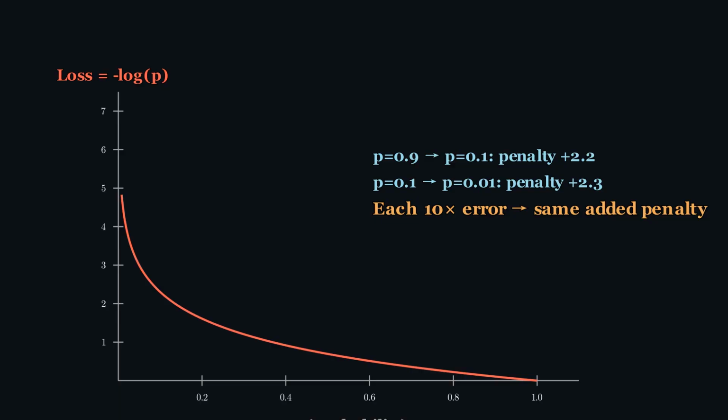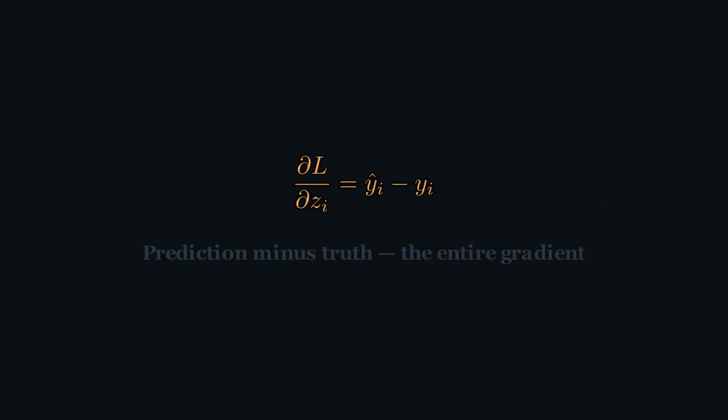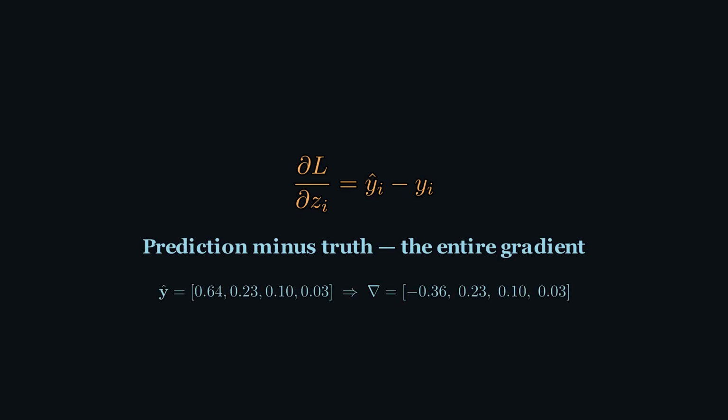Now, the most surprising result of this episode. When you combine Softmax with cross-entropy and compute the gradient, you get this. The partial derivative of the loss with respect to each logit is simply ŷ_i minus y_i. The prediction minus the truth, that's it. No complicated expressions. The entire gradient is just how wrong each prediction was.